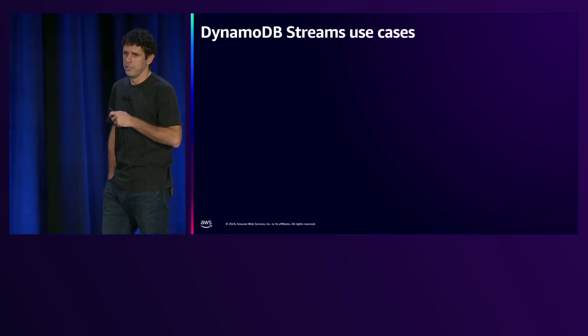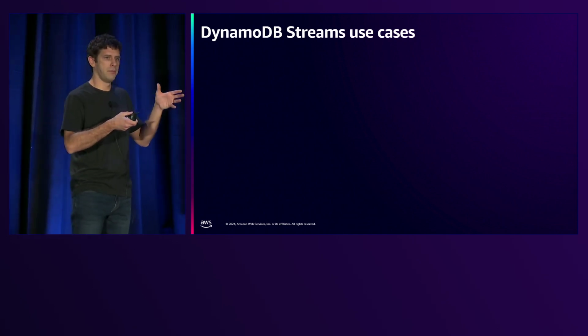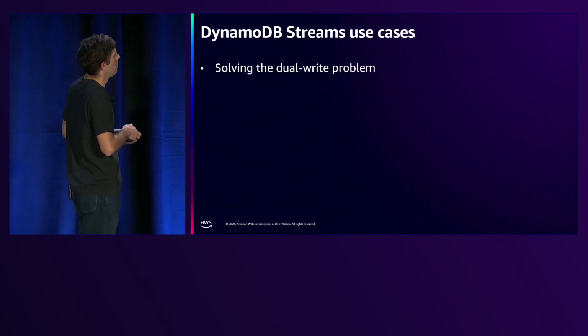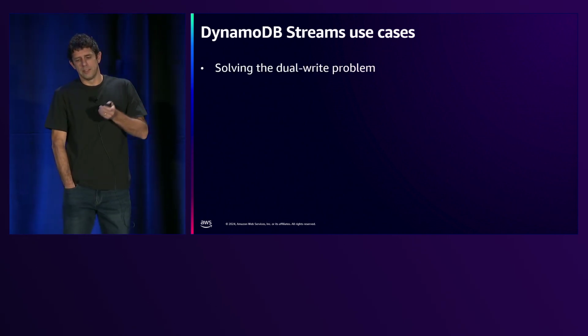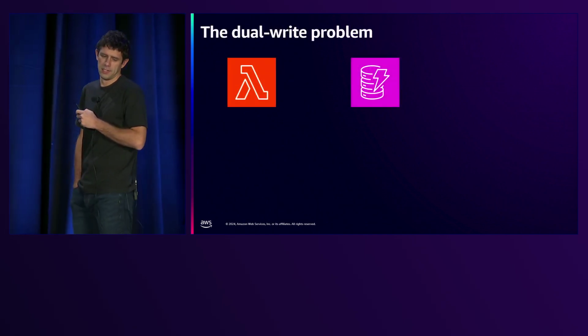I want to talk about 3 use cases for Dynamo streams, and I would say 2 of these are more architectural type use cases, and one of them is more of a data modeling type use case, right? The first architectural use case is solving the dual write problem, which comes up a lot, especially in event-driven applications, right?